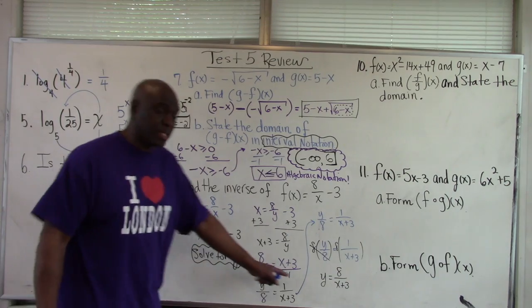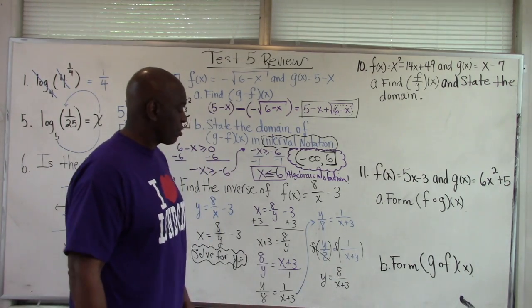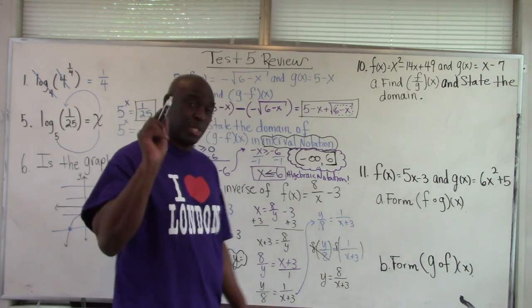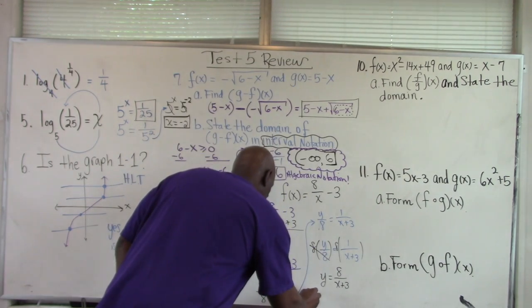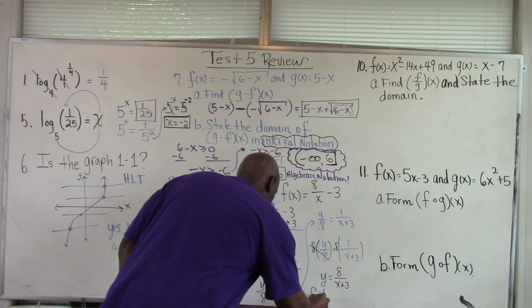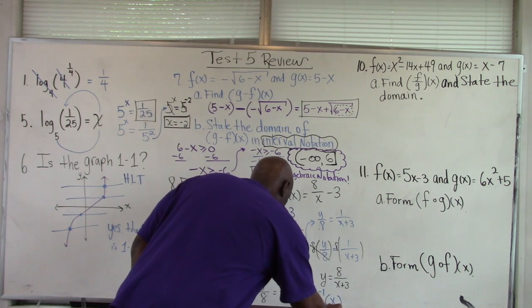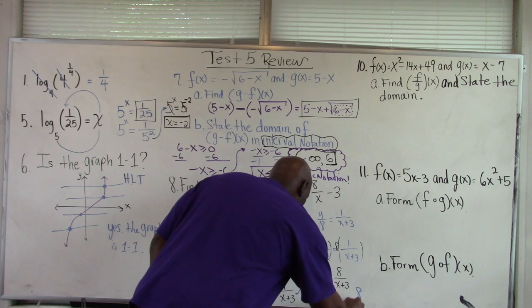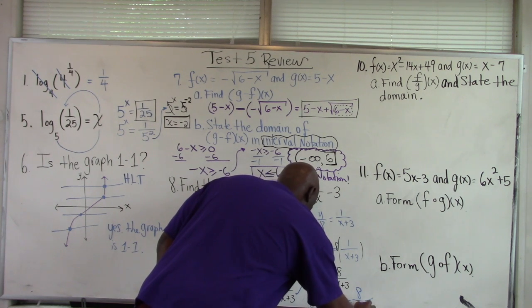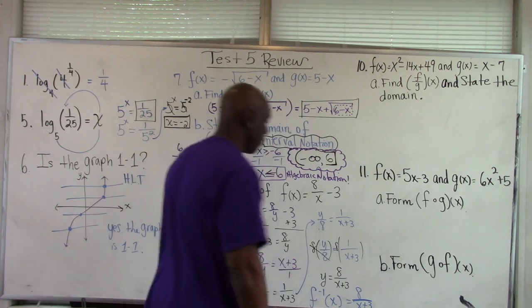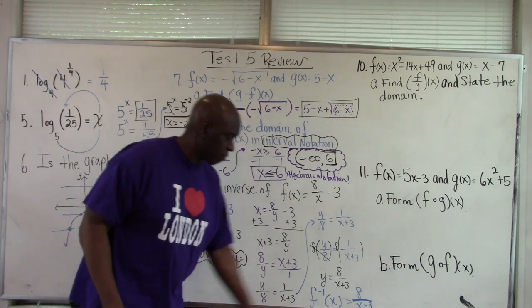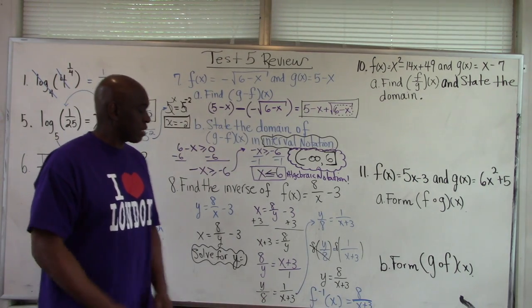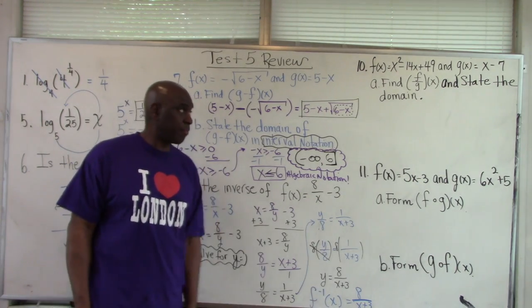And that's pretty much our inverse right there. So now take out the y and use inverse notation. So what can we say? f inverse of x equals 8 over x plus 3. Alright, there you have it. This is the inverse. That's how we go from here to there.